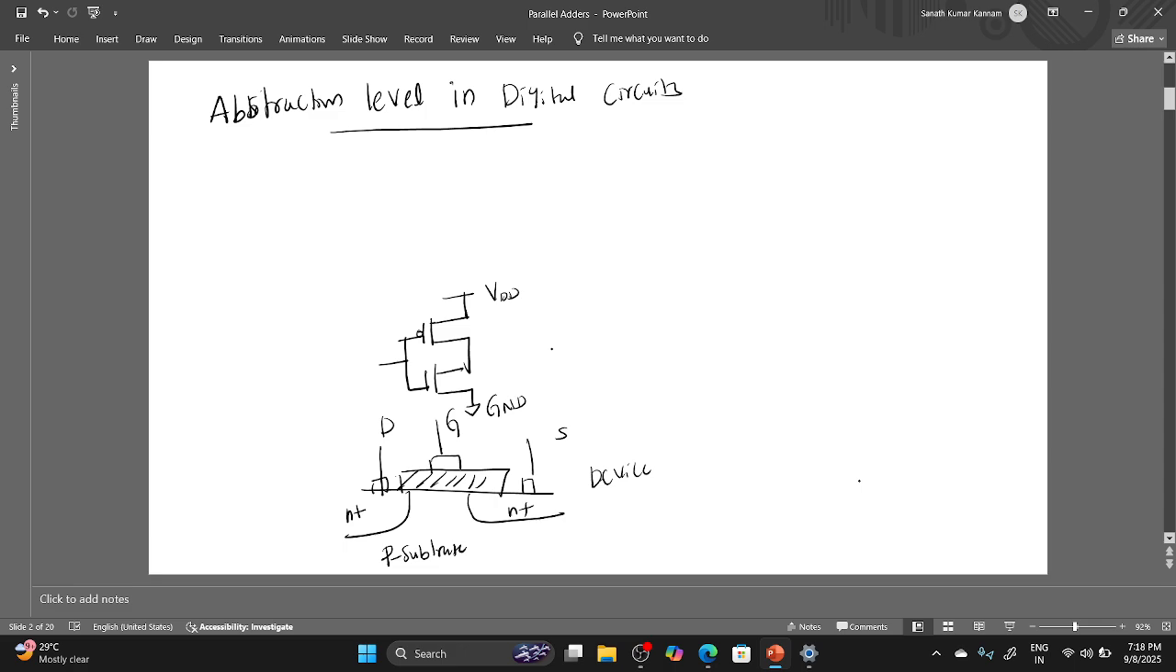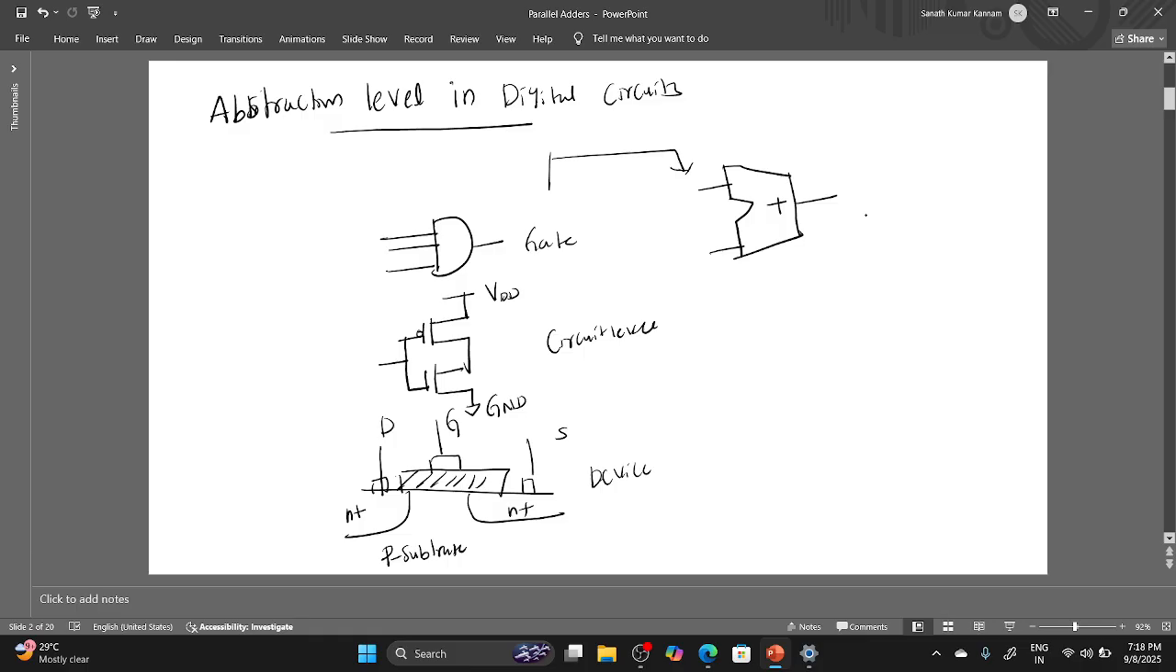Gate level means some inputs are there, and this is a gate. And next you have module level, where you can use adder circuits or multiplexers or counters. These are nothing but modules. And next you have processor level, inside which there will be chips, the ICs. This is system level or processor level.